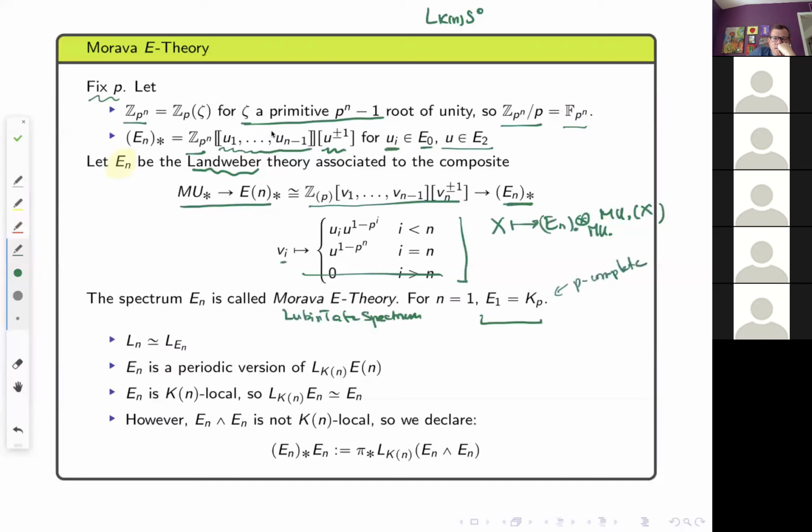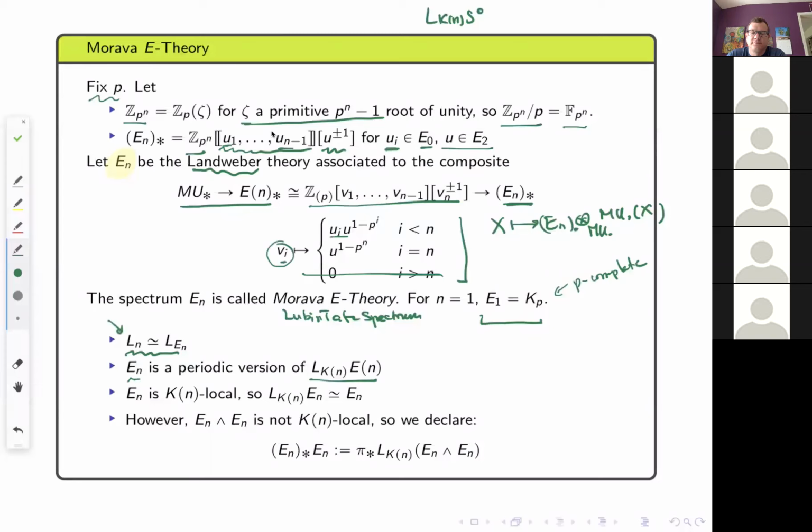Now, what are some facts about this functor? We don't get a new localization. L_{E_n} is, again, L_n. So now we've got a lot of ways to talk about this localization functor. This E_n is like a periodic version of L_{K(n)} of E_n. Remember I said that L_{K(n)} was supposed to be like completion at v_1 up to v_{n-1}. So these variables, the u_i's, are just some shift of the v_i's.